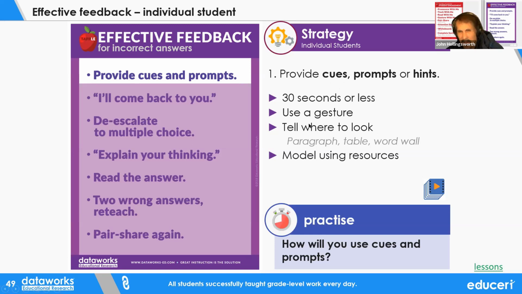And another cue and prompt can be tell where to look. Can you look in paragraph 1? Can you look at the table on the side? Can you look over there at the word wall? Can you look down at your whiteboard? Look at sentence number 2. Okay. So these are very specific ideas.